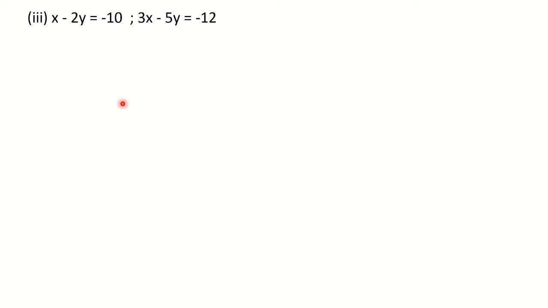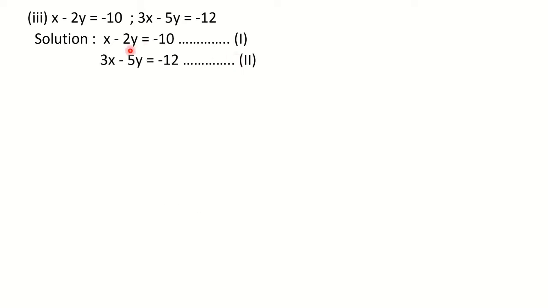Let us number these equations as 1 and 2. So we can write x minus 2y is equal to minus 10, equation number 1, and 3x minus 5y is equal to minus 12, equation number 2. Numbering is done. Now the next step is to observe the coefficients. Here we have to equate the coefficients and then eliminate the variable. Coefficients must be equal, at least for one variable.